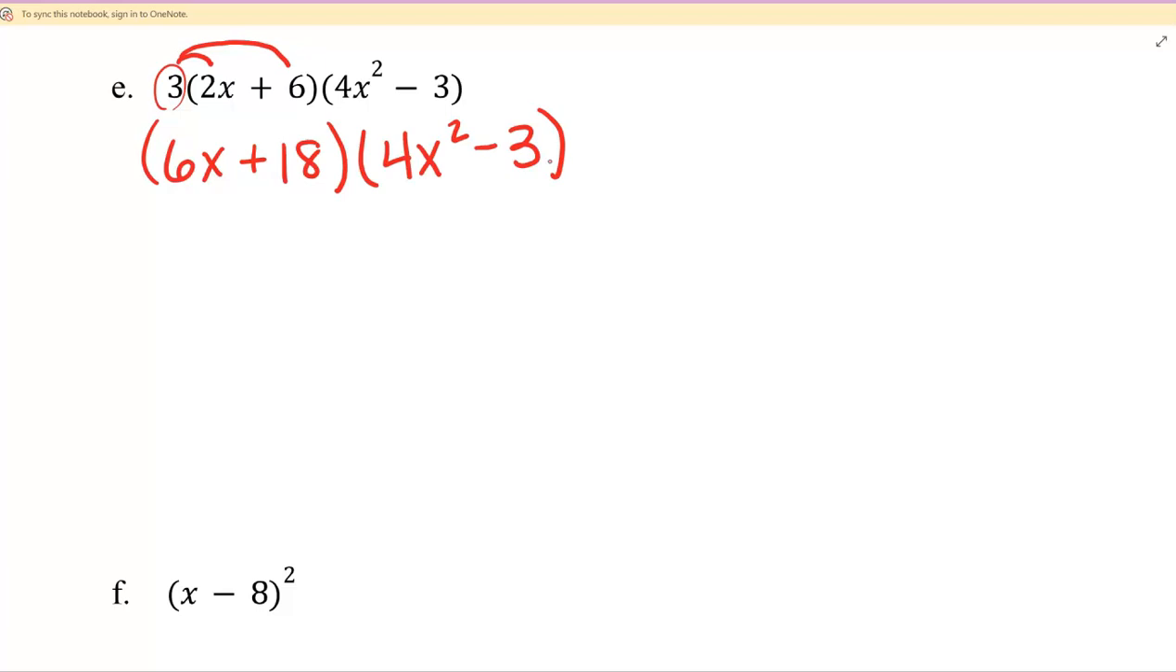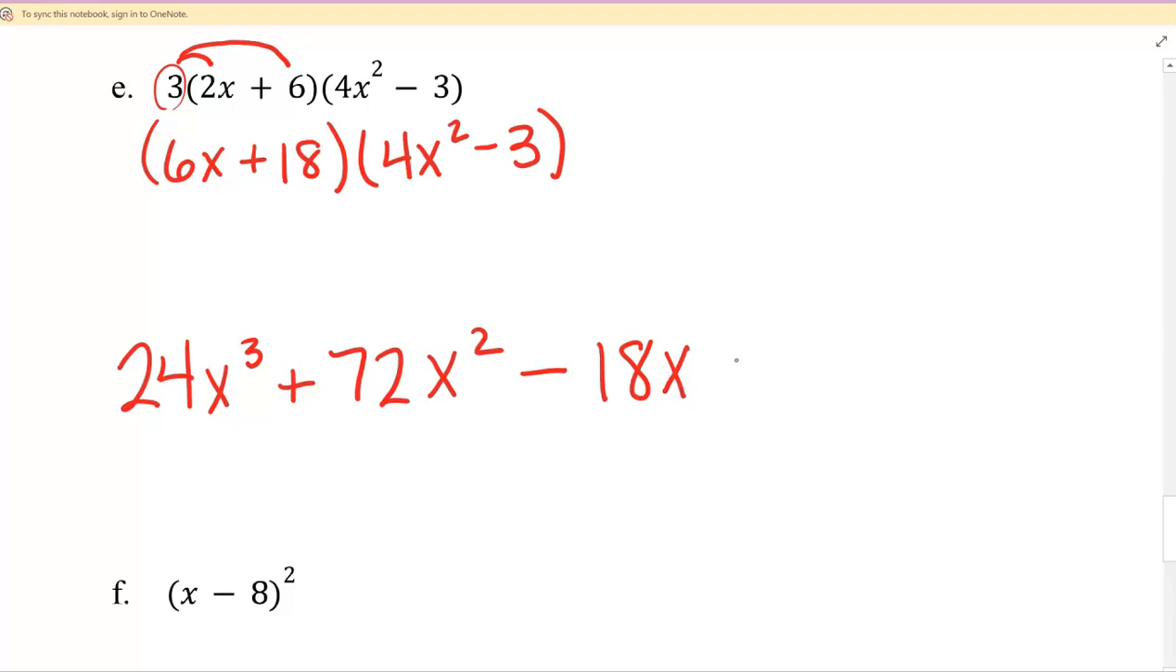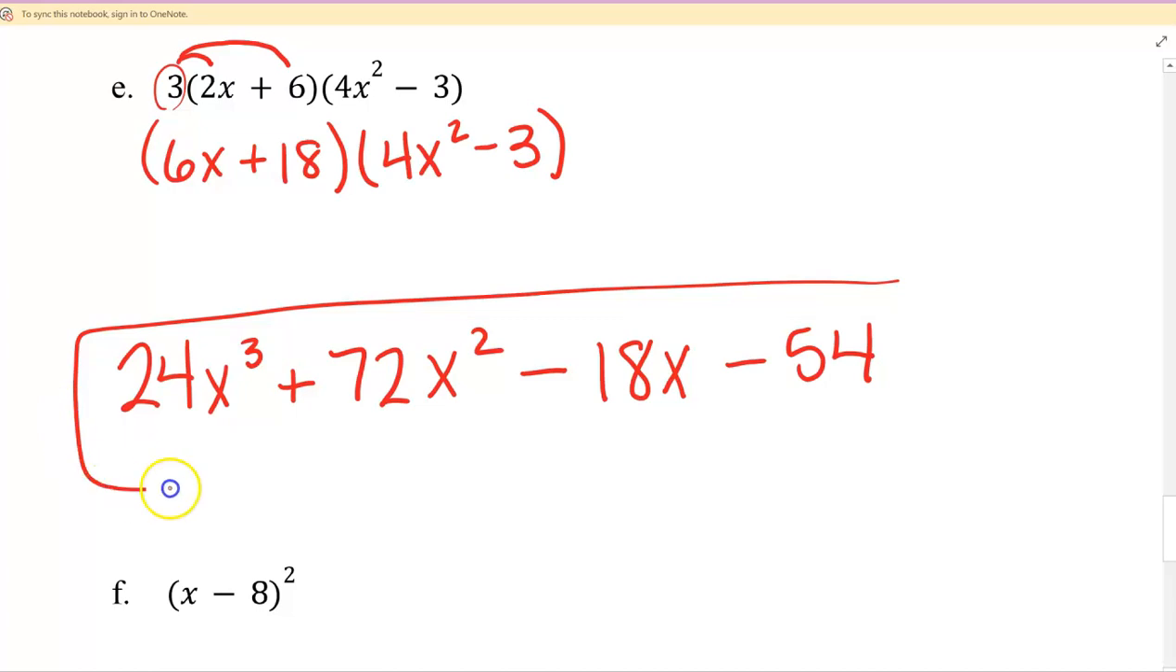Okay, so this one we should get 24x cubed, and then we have plus 72x squared. And then you're going to get minus 18x and minus 54. So that should be your final answer. And again, either way, if you do distributing or box, you should get that.